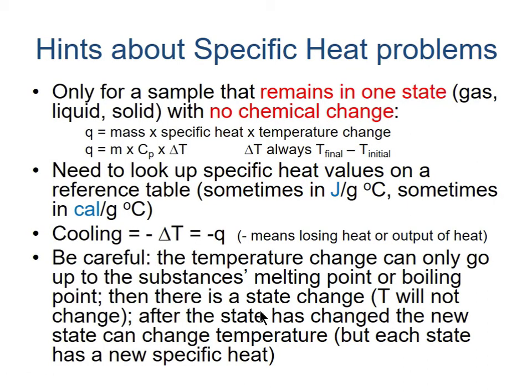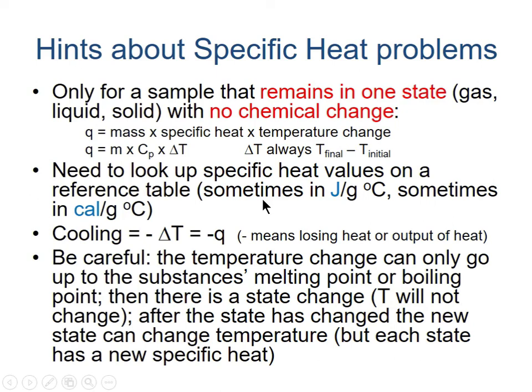Some hints about specific heat problems. One is that it's only applied to processes where the temperature is changing. That's what this is referring to. Specific heat is about temperature changes of one substance without a chemical change involved, without a state change involved. If I have a state change or a chemical change, I need a different equation. The equation is heat is equal to mass times specific heat times the temperature change, and the temperature change is always defined as T final minus T initial.